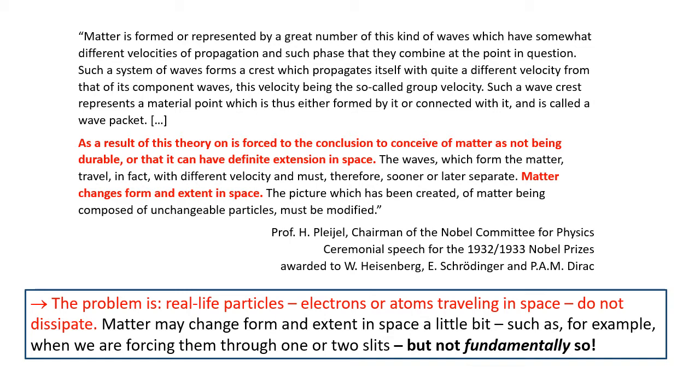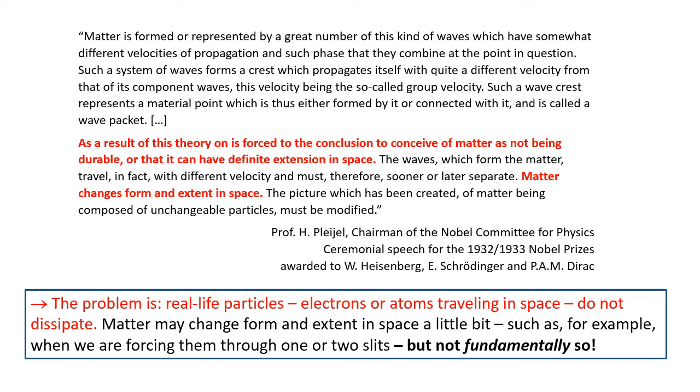So the picture we have had since ever, since I was a kid, but also which mankind has of the idea of matter itself, the meaning of the word matter, he says we should change that picture of matter being composed of unchangeable particles. The picture which has been created of matter being composed of unchangeable particles must be modified. No, I agree. We need, I mean, the photoelectric effect and all that, and photon electron interference. Of course, we need a different picture of matter particles, but this language here, and what he says is that matter changes form and extent in space.